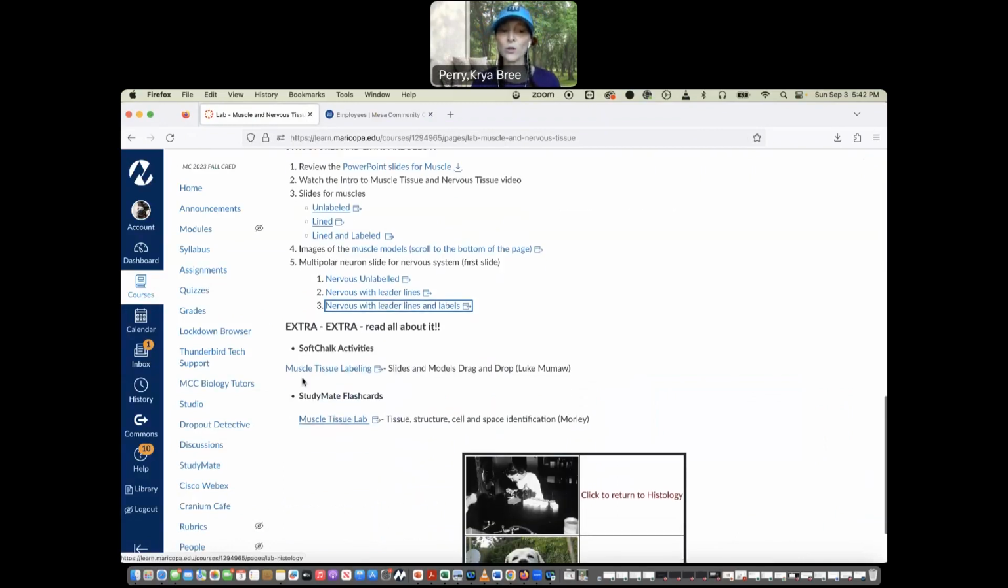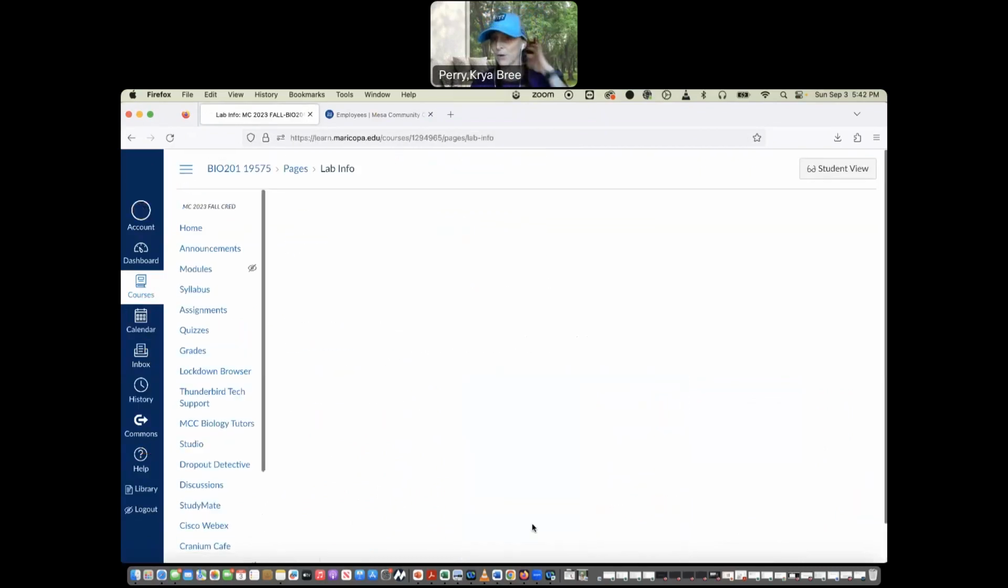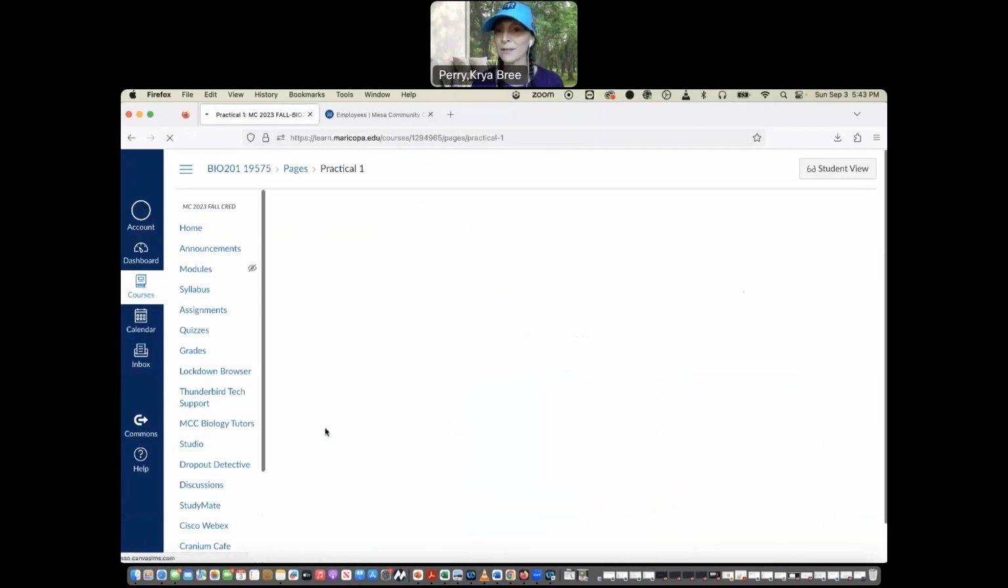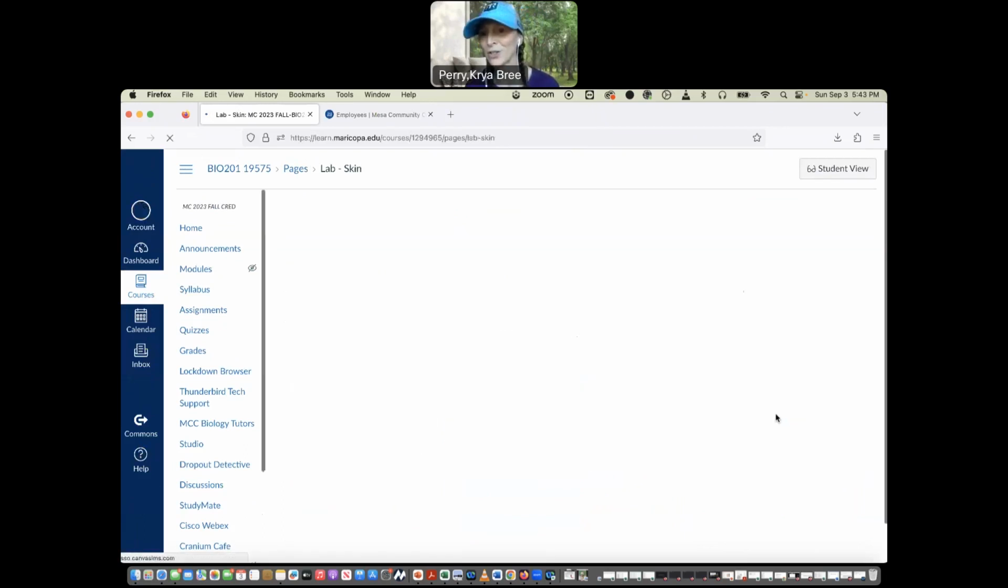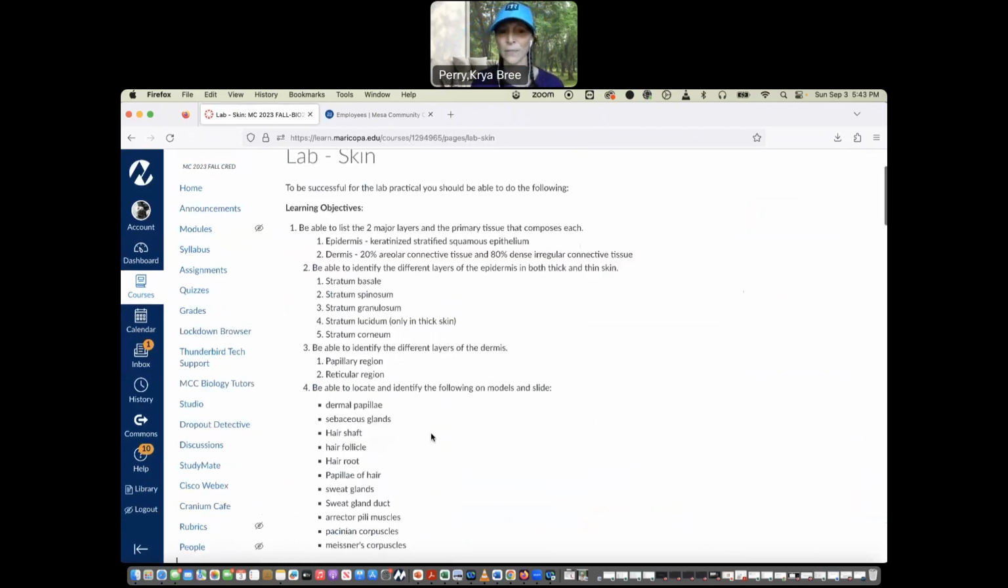And then you can do the muscle labeling and the muscle tissue lab flashcards that you have there. Okay. So that's the first part of the week. Lab is a little heavy this week because we need to keep on track. To keep on track, we have to introduce the skin lab, which is a little bit of a bummer because we haven't had the lecture on this.